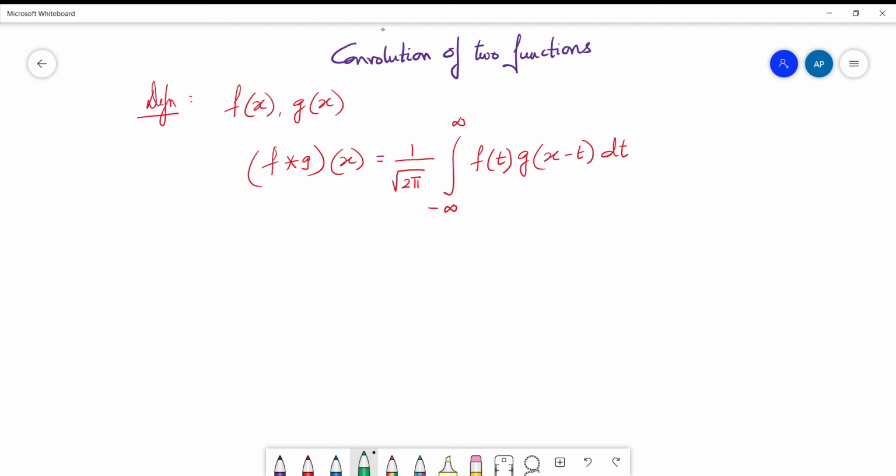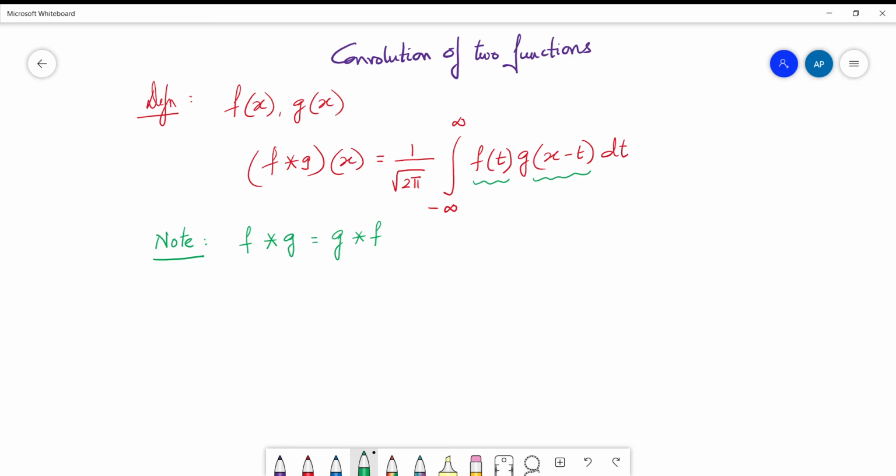But a peculiar property of this is about which function should be written as a function of t and which as a function of x minus t. This need not be confusing, because the convolution operation satisfies the commutative law, that is f star g is equal to g star f. So it is immaterial which function is written as a function of t and which other is written as a function of x minus t. You could write it either way, and the result is obtained.